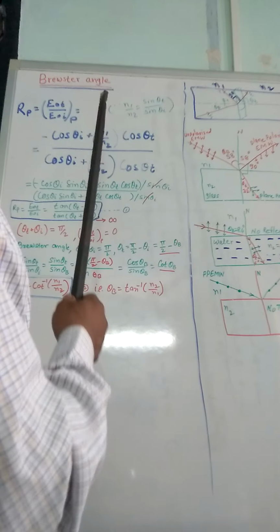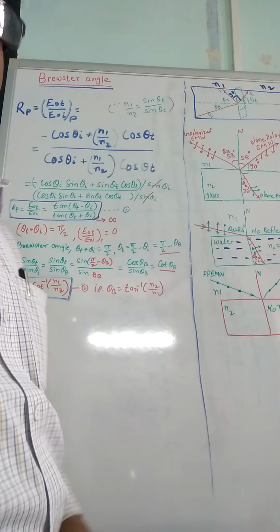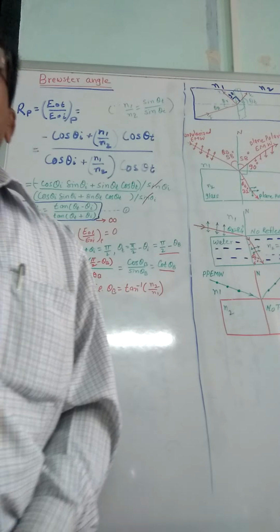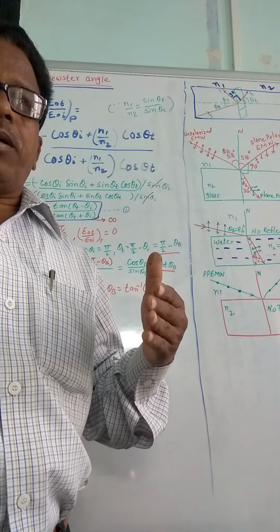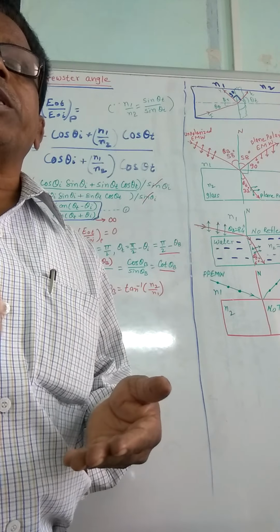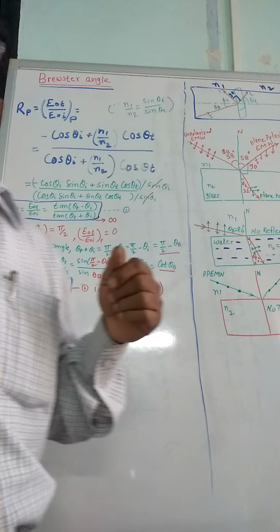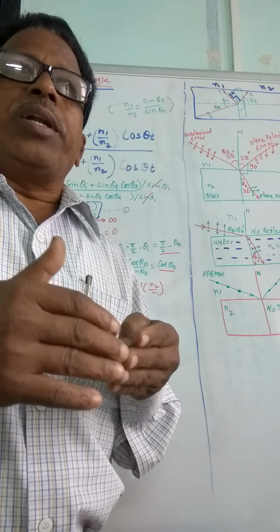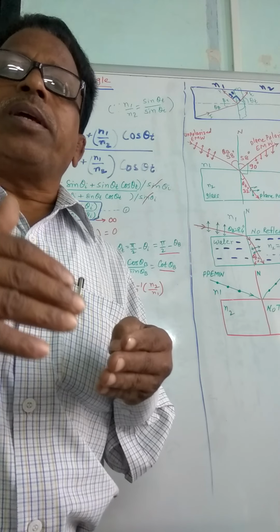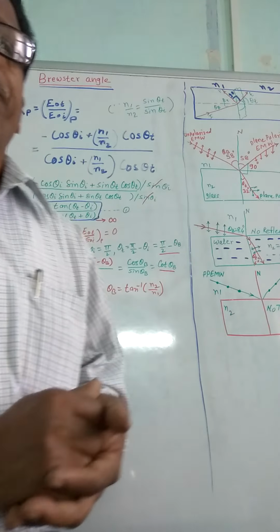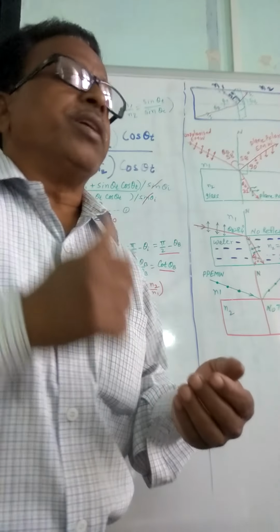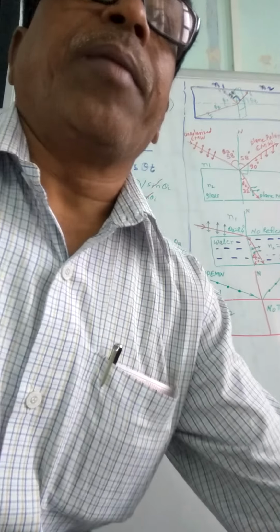Today we are going to learn the Brewster angle. So actually, what is that Brewster angle? When the incident wave is incident on the surface, and the total energy gets transferred to the second medium, then that angle of incidence is called the Brewster angle.